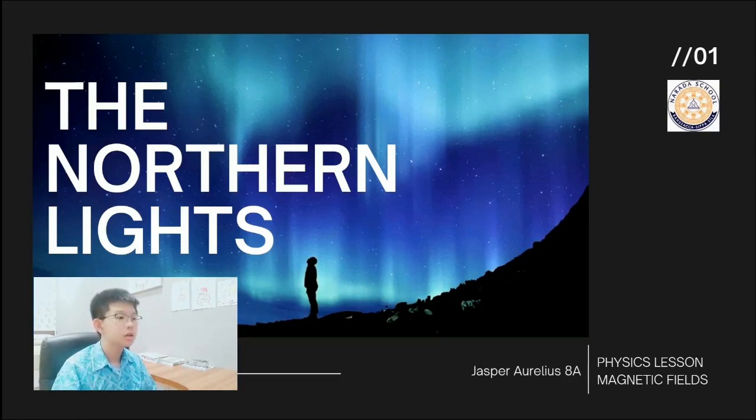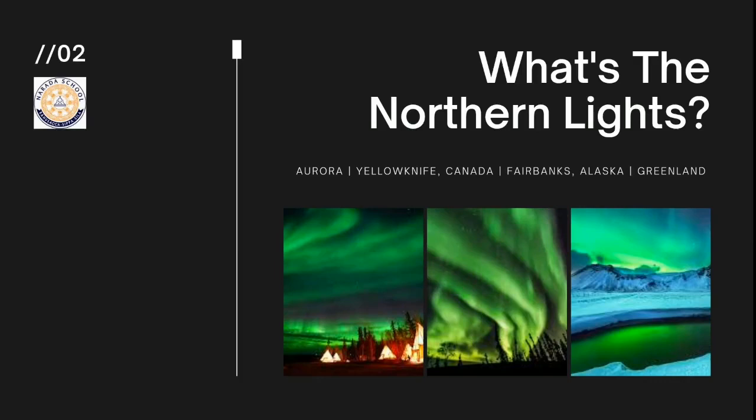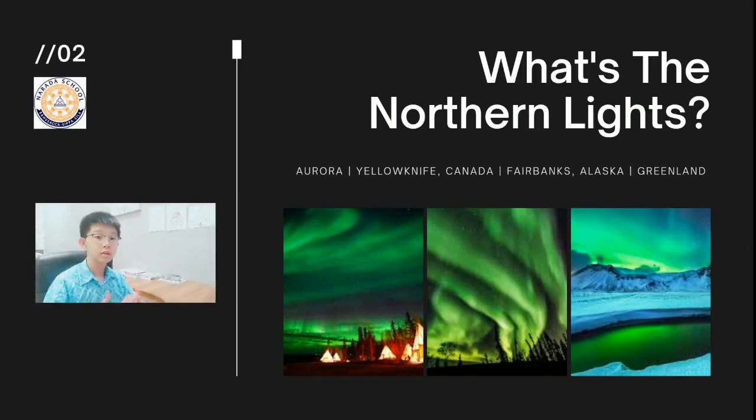I'm going to talk about the Northern Lights. The Northern Lights are connected to the chapter on magnetic fields in the physics lesson in grade 8. Here are three really beautiful sceneries of the Northern Lights, found in Yellowknife, Canada, which is the first picture, then the second picture is from Fairbanks, Alaska, and the third one is from Greenland.